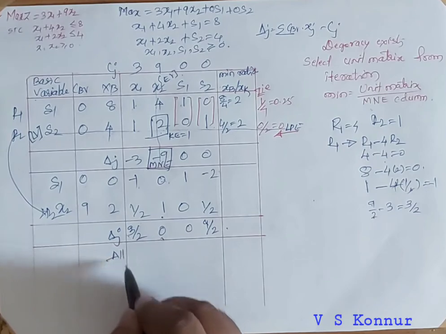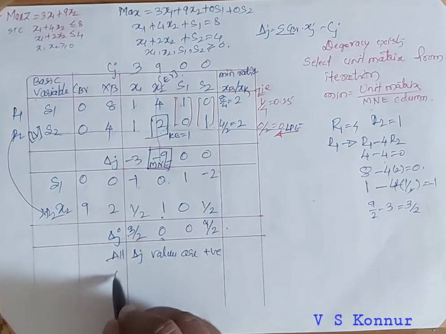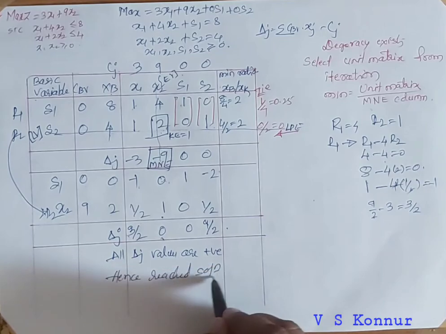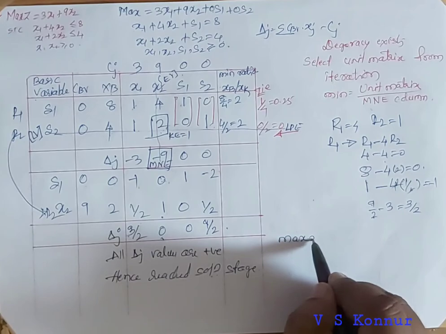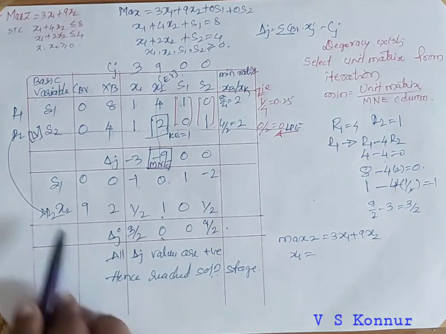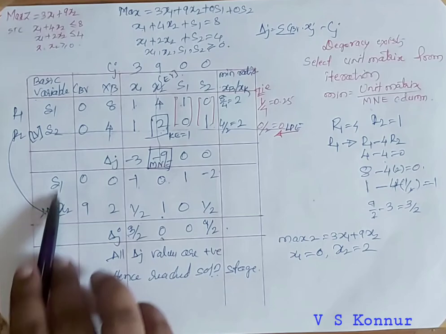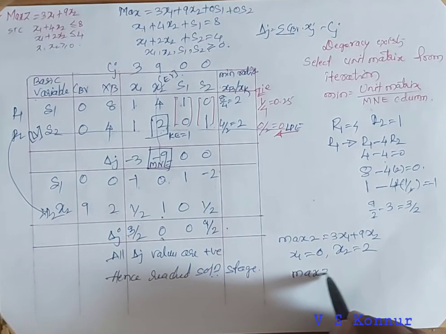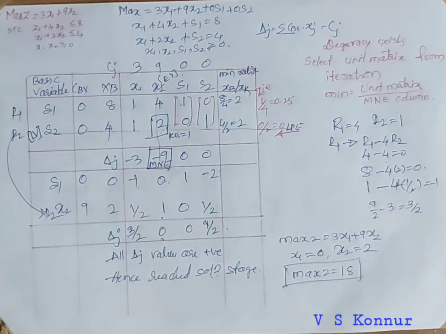Now all delta j values are positive, hence we have reached the solution stage. You have to calculate the value of max of z. Max of z is equal to 3x1 plus 9x2. So x1 is equal to 0, x2 is equal to 2. x1 is not there, hence you have to take it as 0. x2 is equal to 2. So max of z is equal to 18. 2 into 9 is 18.